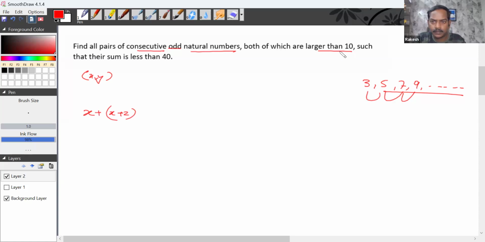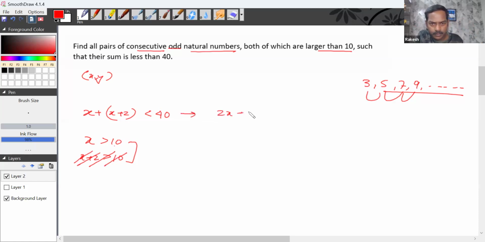both of which are greater than 10. So both this and this are greater than 10. This is the first condition. And their sum is less than 40. So we have two conditions. If I just consider this, then definitely if x is greater than 10, then x plus 2 will obviously be greater than 10, right? For example, if x is 12, say 13 in this case, then 13 plus 2, 15 will always be greater than 10. So can I say x greater than 10 itself is sufficient to represent the condition that both of them are larger than 10, correct?